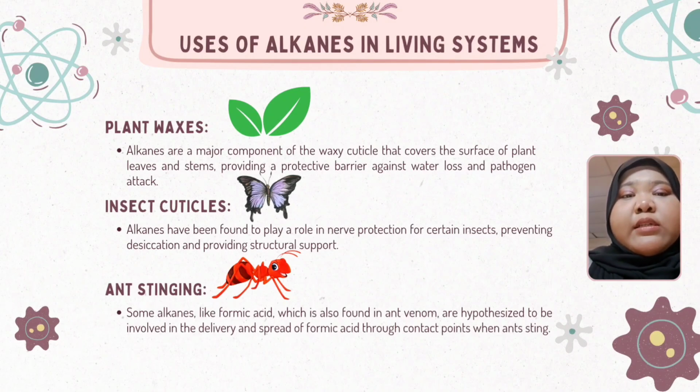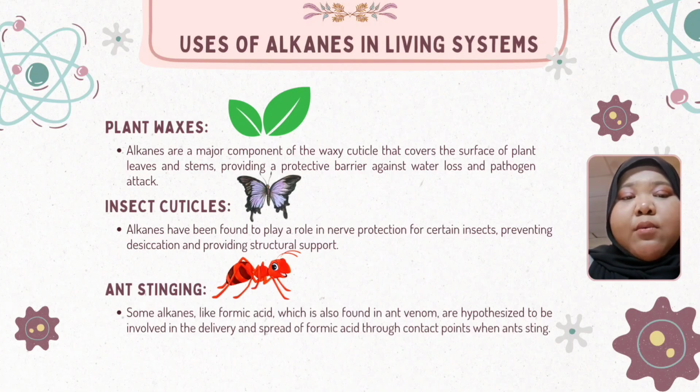First is plant waxes, which alkenes are a major component of the waxy layers that cover the surface of plants, leaf, and stem, providing a protective barrier against water loss and pathogen attack. Next is insect waxes. Alkenes have been found to play a role in protection for certain insects, preventing desiccation and providing structural support. Lastly is ant stinging.